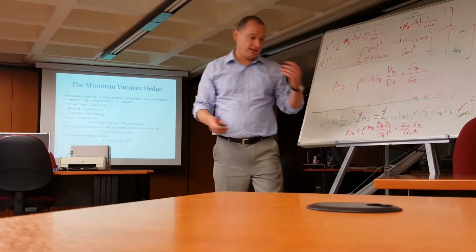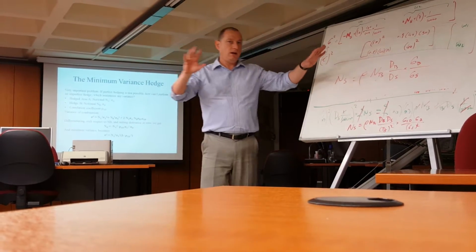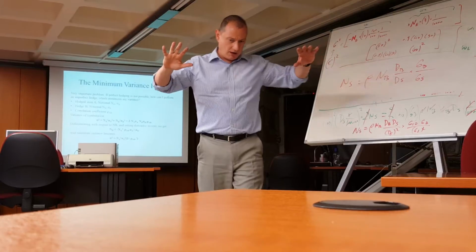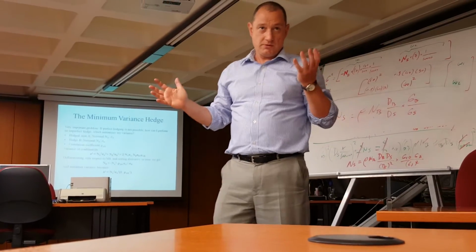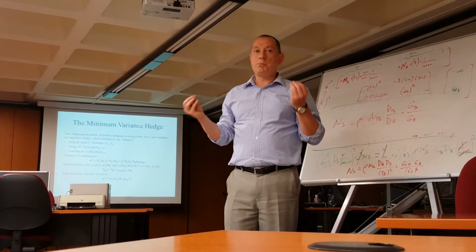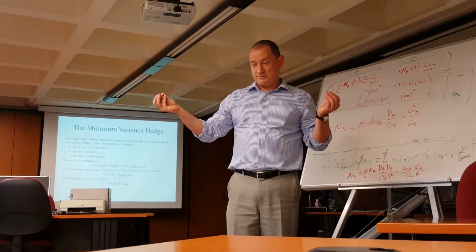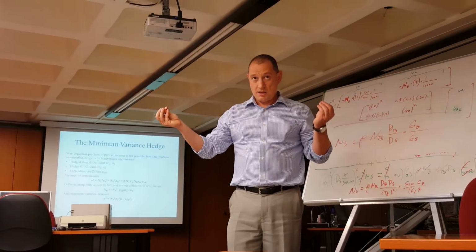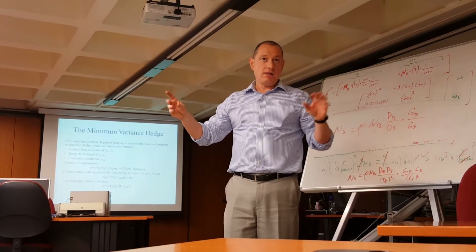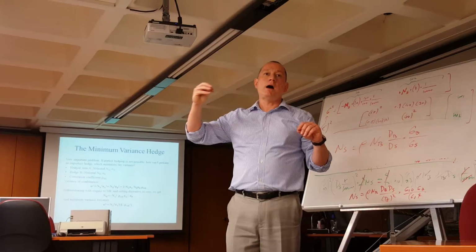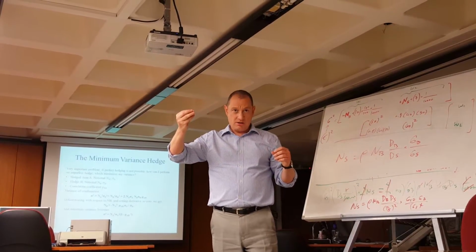So again, forget what you heard now. I have an interest rate curve that has a 0.9 coefficient between the movements of the 5-year and the 10-year interest rate. Okay? I'm not telling you anything about the volatilities.